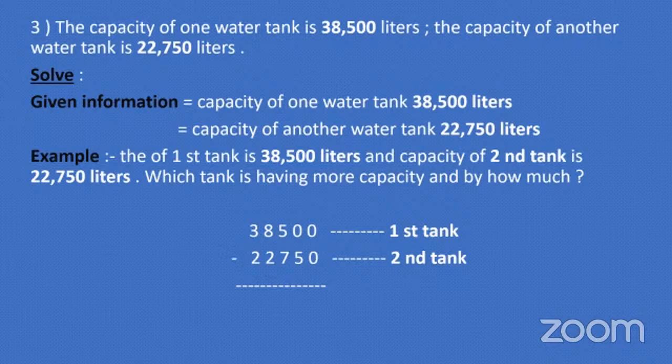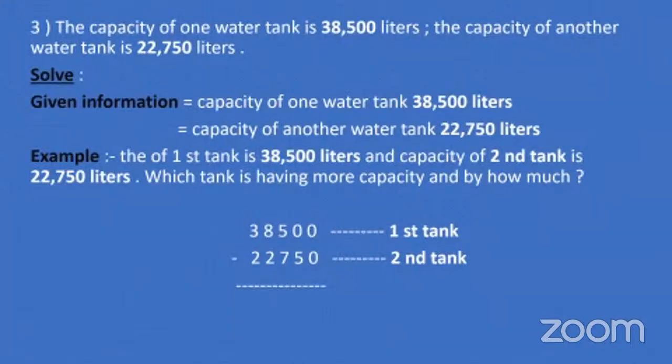Very nice, beta. The capacity of one water tank is 38,500 liters, and the capacity of another water tank is 22,750 liters. So we have to make the problem of subtraction. We have already made that problem. The capacity of the first tank is 38,500 liters, and the capacity of the second tank is 22,750 liters. So which tank has more capacity and by how much?